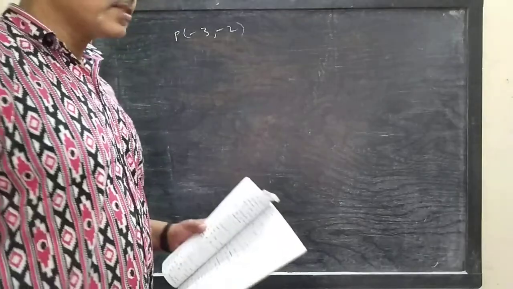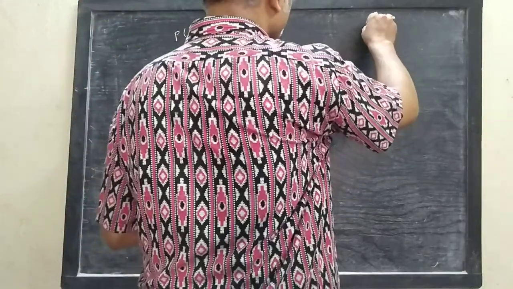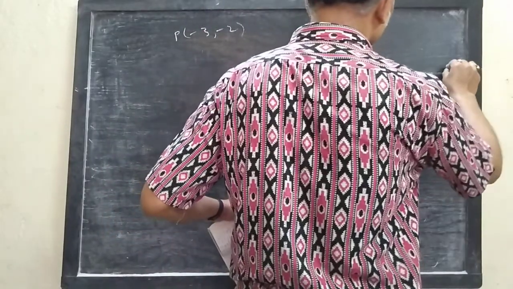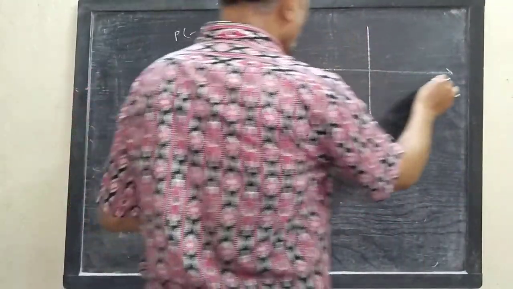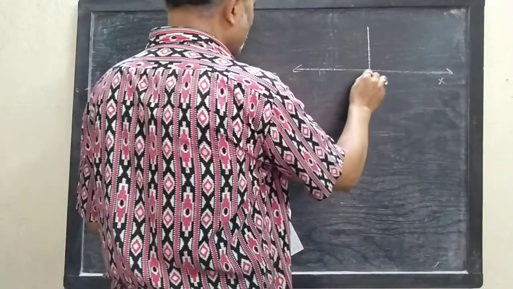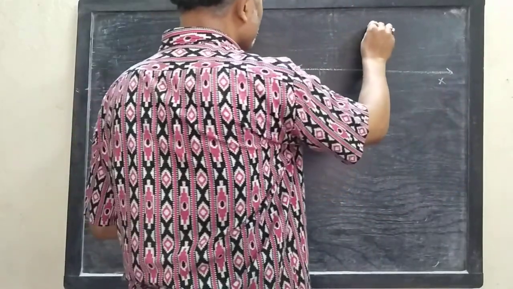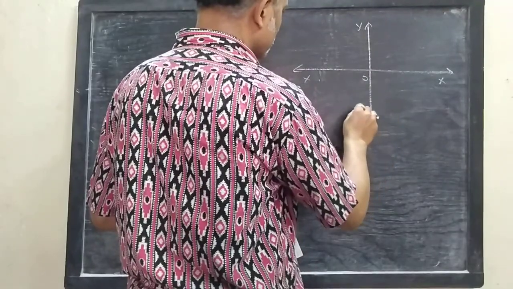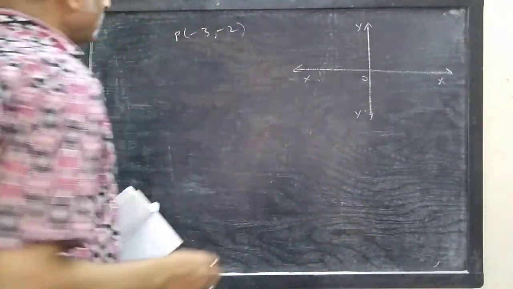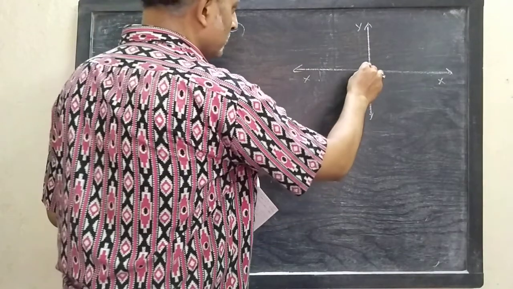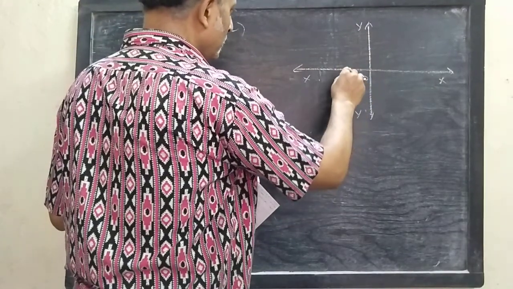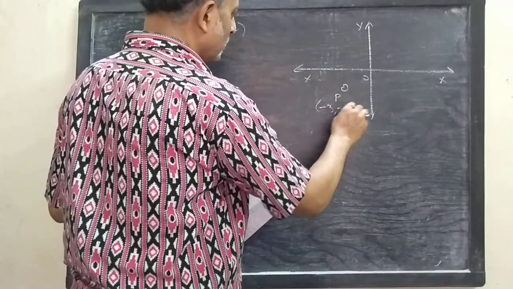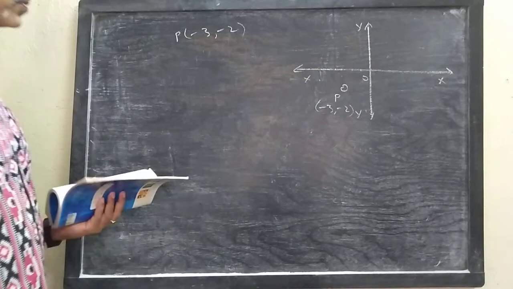So first let us draw the diagram. These are our well-known x-axis and y-axis. We have the initial point P at minus 3 comma minus 2. So the point will be here: 1, 2, 3, 1, 2. Here will be the point P whose coordinates are minus 3 comma minus 2.